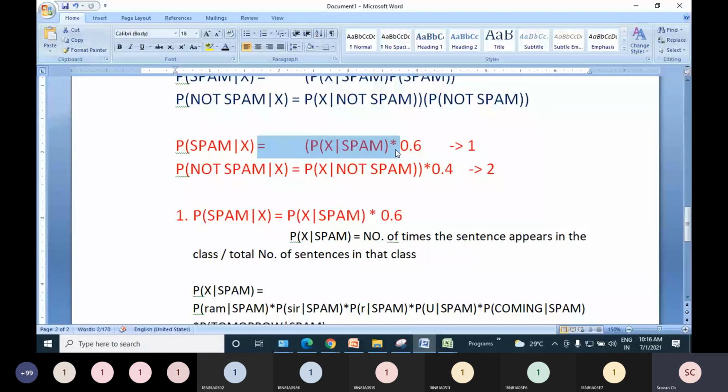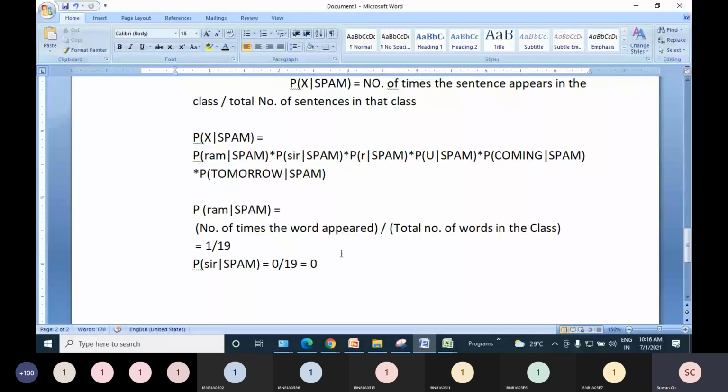So what do you mean by this? Can I have this kind of probability? Come on, please give your opinion. Like what happens if I have something like this, 0 by 19?